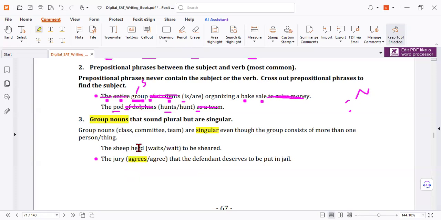Here, the sheep herd. We're talking about the herd, not the sheep. So we're talking about the whole group. So it must be singular, so it's.